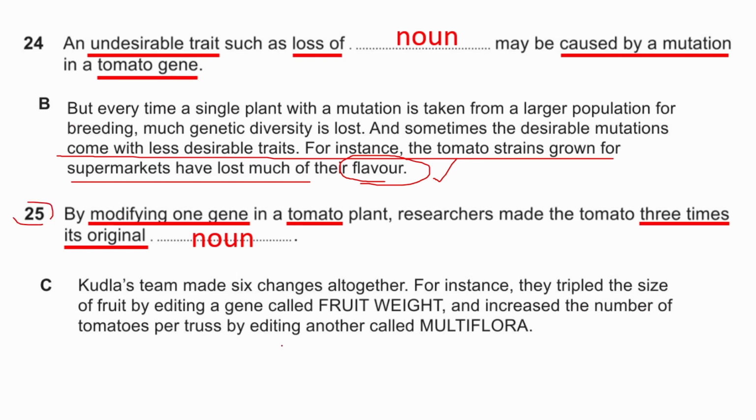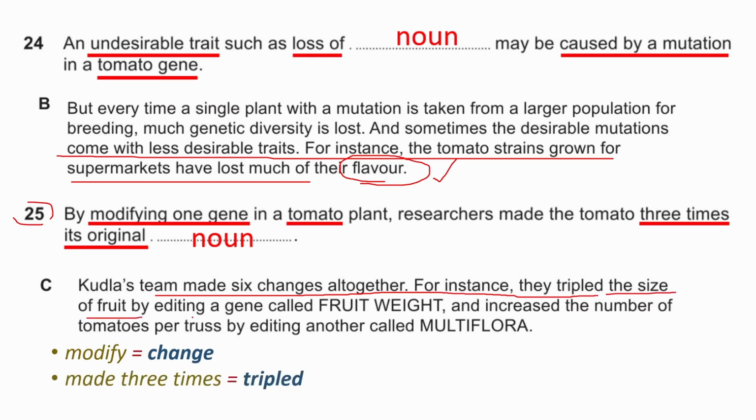Now here we have the information in paragraph C. So Kudla's team made 6 changes. In the question we had modify, and in the text we have change. And they tripled the size of fruit. Made 3 times in the question, here we have tripled.